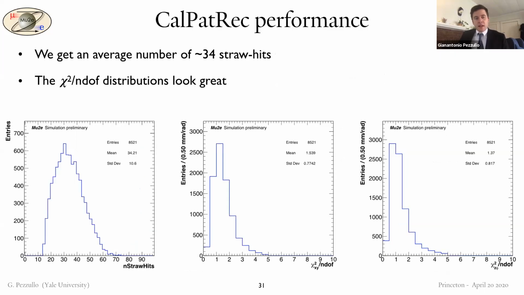Here are the other distributions showing some interesting results. We also have an average number of 34 straw hits for this algorithm. And here, the chi-square distributions are more meaningful because we do minimize a chi-square for performing both the circle fit and the line fit. From the shape of the chi-square distributions, you can see that we obtain pretty good results, and we have a quite good understanding of the expected uncertainties of the panel hits that we use for performing these fits.